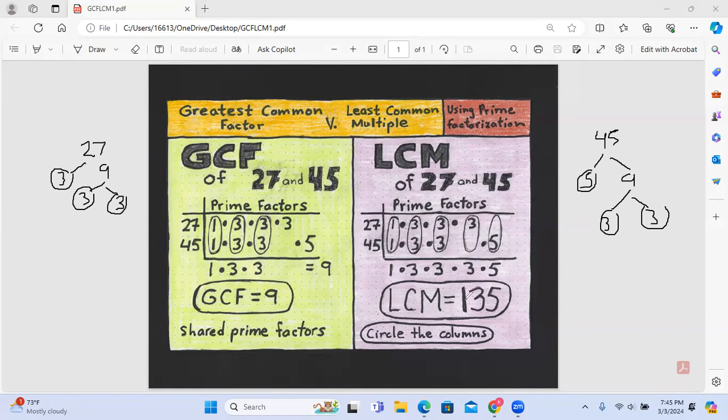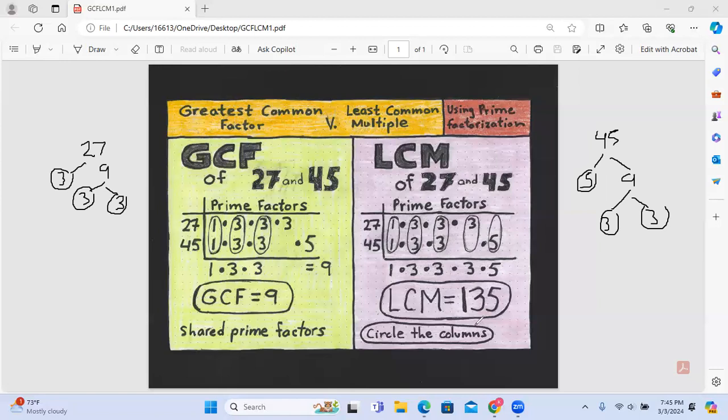Now what we're going to do in this case is circle all the columns. We're going to circle the 1 right here and bring down the 1, circle the 3s right here and bring down the 3, circle the 3s here and bring down the 3. And there's a lonely 3. Nonetheless, we're going to bring it down. And there's a lonely 5. We're going to bring that down as well. When you multiply these factors together, 3 to the 3rd power, or 3 cubed, times 5, that answer is going to give us 135.